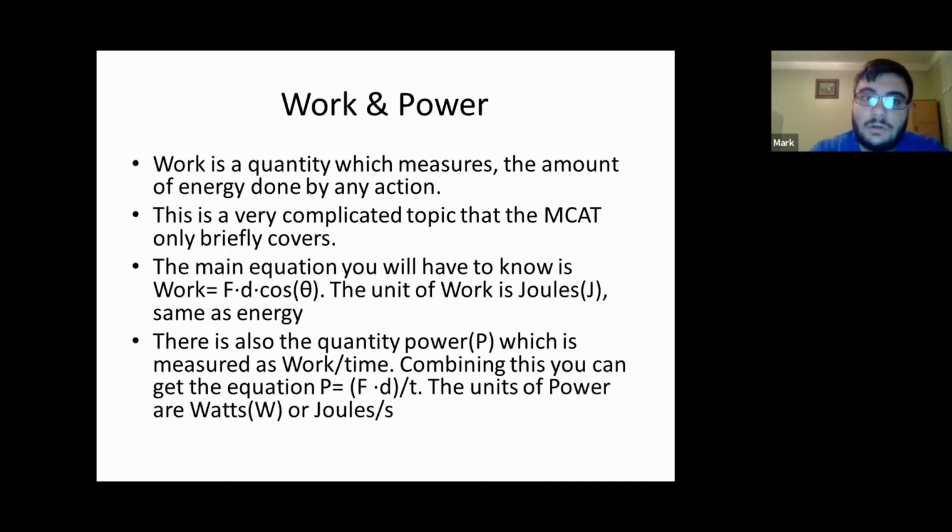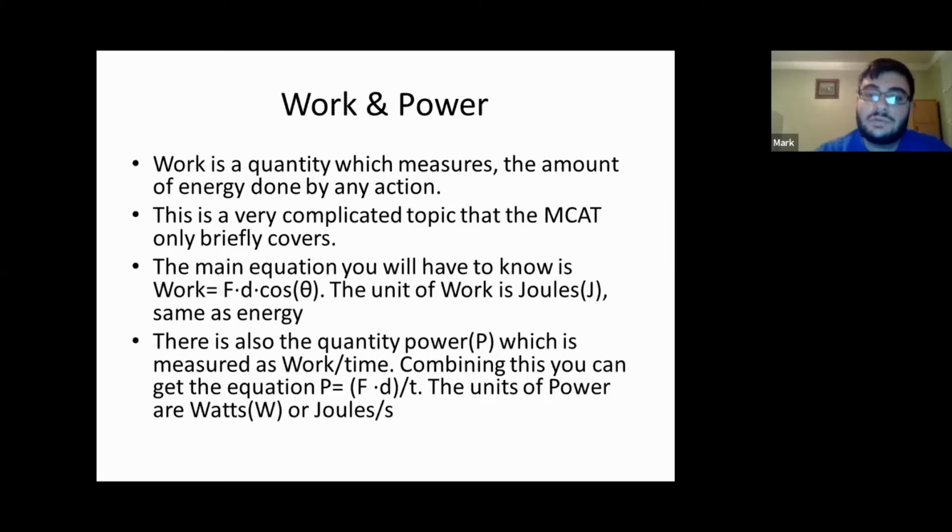Go on to work and power. Okay, so work is a quantity which measures the amount of energy done by action, if you want to think of it that way. It's very difficult to describe what work is. Work is a very, very complicated topic that the MCAT only very briefly covers. Work is how engines are made. That's how refrigerators, everything works, but we're covering it very, very briefly for the MCAT.